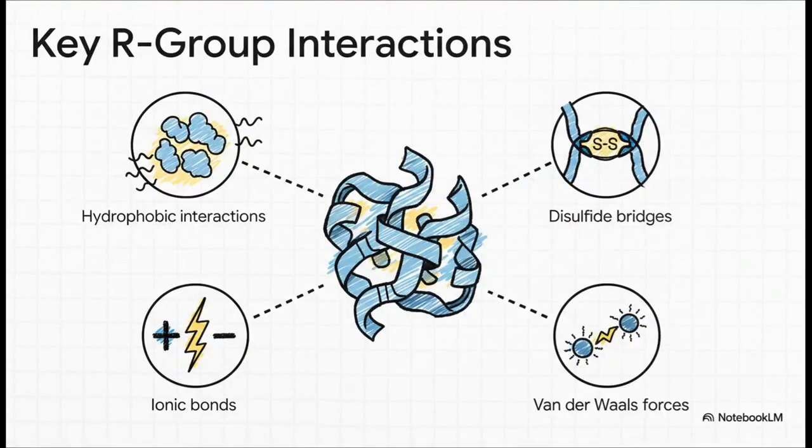And these R groups interact in all sorts of interesting ways. You have hydrophobic groups, the ones that hate water, that bury themselves deep inside the protein's core. Then you can get these super strong disulfide bridges that lock parts of the chain together like a staple. And then there are weaker forces like ionic bonds and these subtle van der Waals attractions that help fine-tune that final shape. They all work together to hold the masterpiece in place.